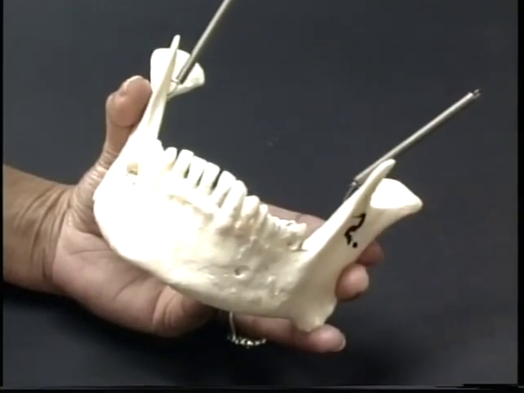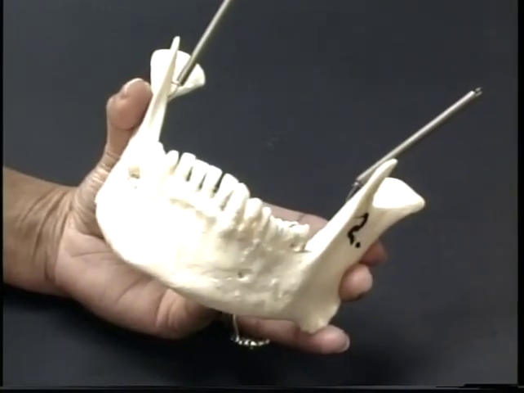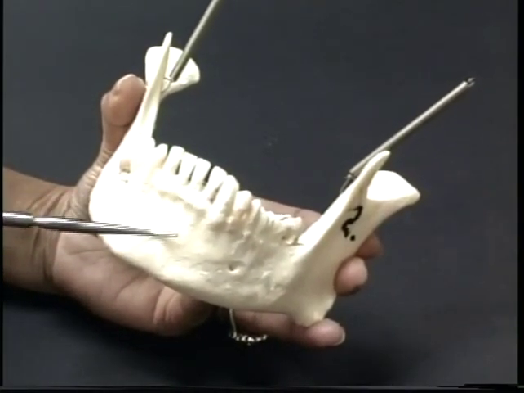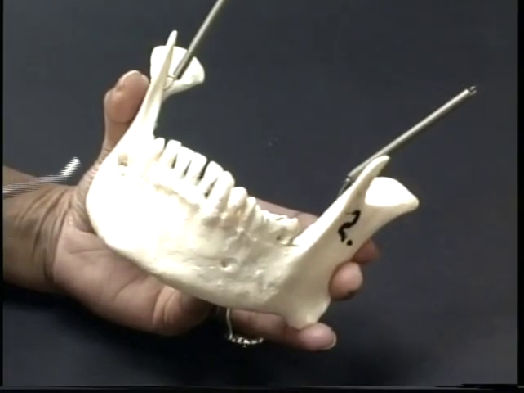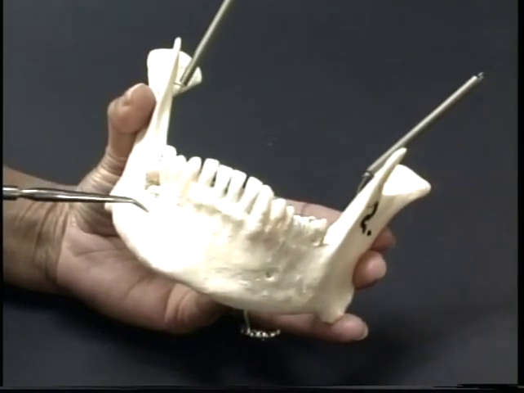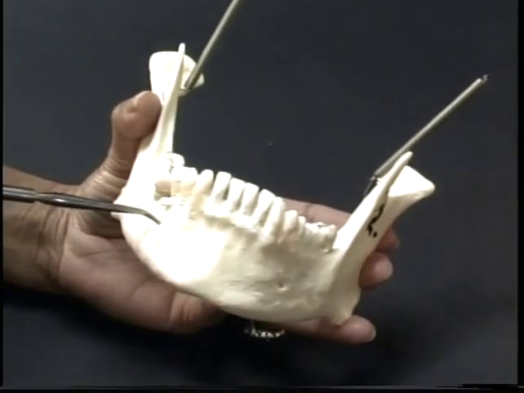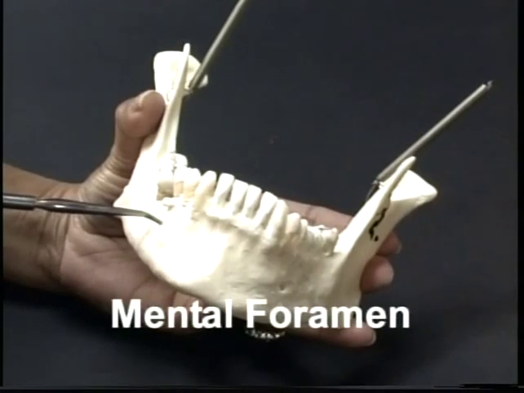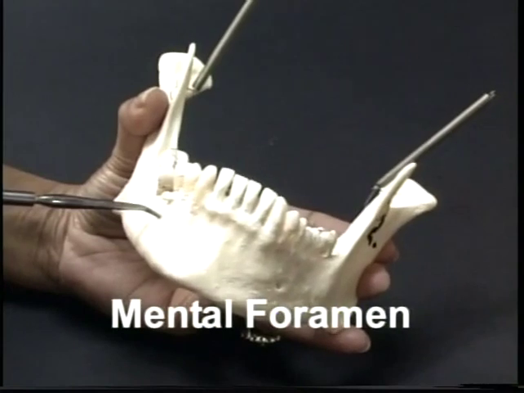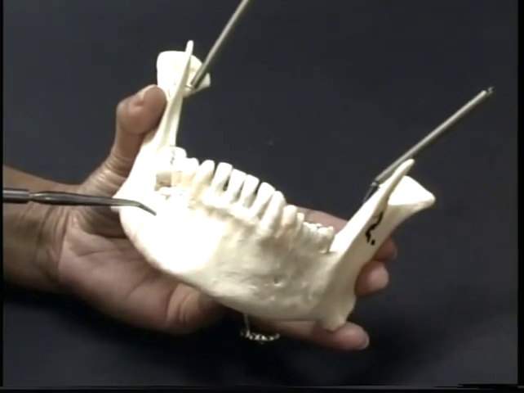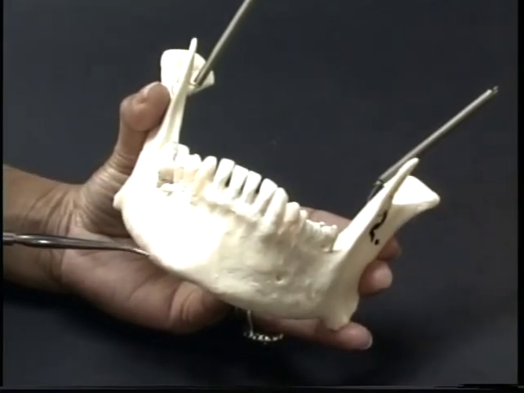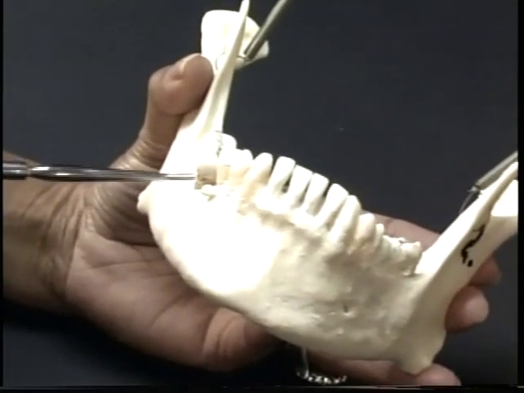Now I am going to demonstrate the osteology of the mandible. This area here is known as symphysis menti. This is the body of the mandible. The opening here, which is shown by my probe, is known as mental foramen. The mental branch of the inferior alveolar nerve exits from here, from this area, and supplies the skin on the chin and the lower lip.